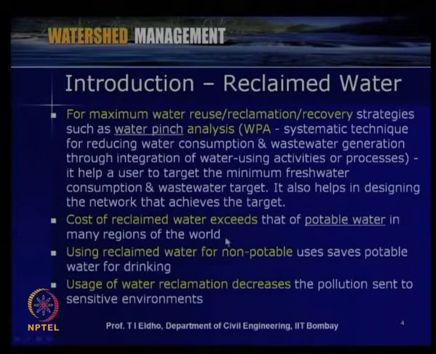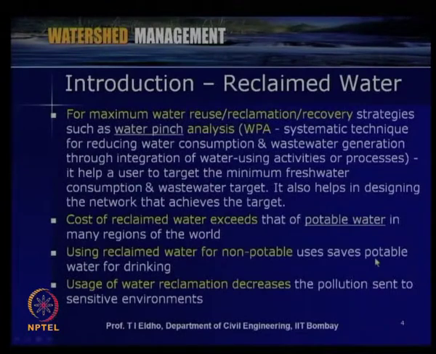As far as the cost of reclaimed water is concerned, in many regions of the world it can exceed that of potable water. Most of this wastewater has to be given appropriate treatment that suits the standard of potable water, so we have to go through not only primary or secondary but tertiary treatment, and then nanofiltration or reverse osmosis, those kinds of processes as we discussed in the last lecture, and then the cost of the reclaimed water goes up.